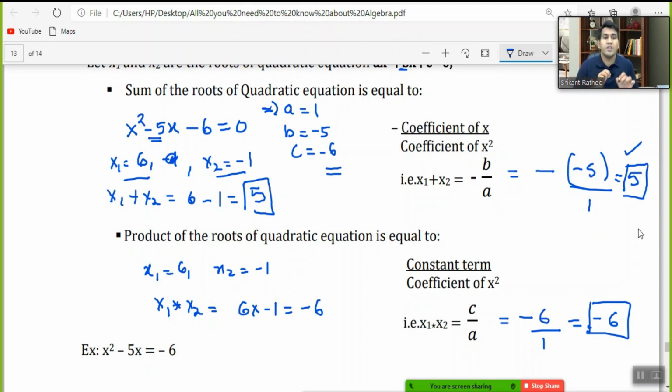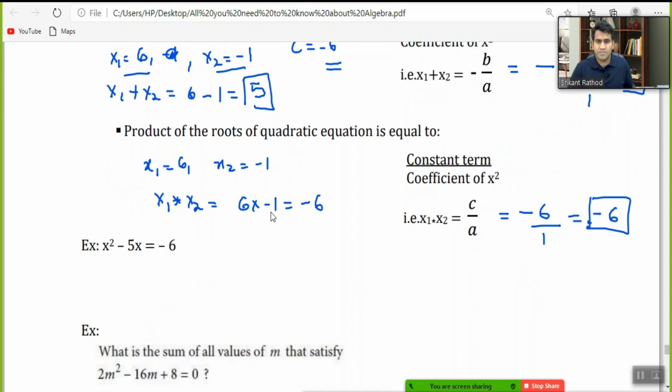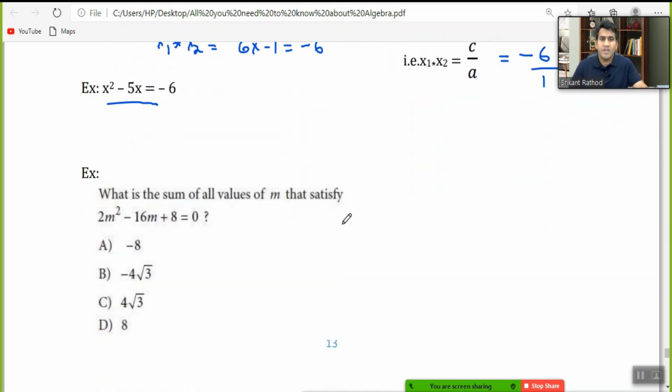This trick is very important as per the SAT, GMAT, GRE, CAT, or any other banking related exams. They just expect you to find their sum and the product instead of finding the roots. All right, guys. So this is the same example which I have considered and we discussed here. Let's take another example referring to that.